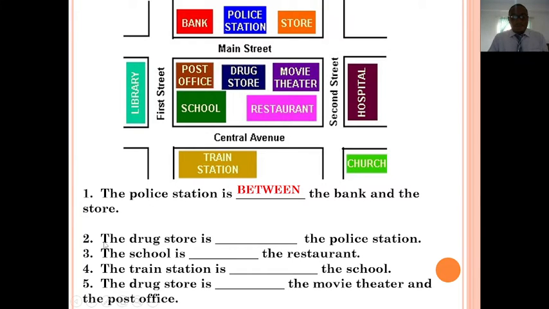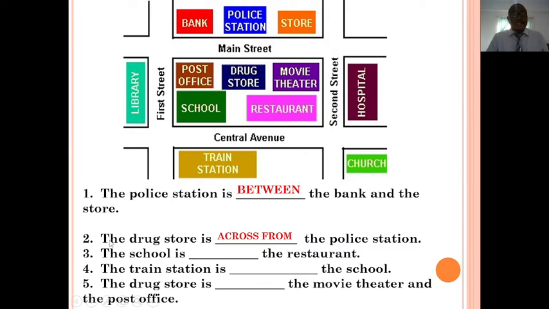Number 2, the drugstore is the police station. So which is the correct preposition of place or movement that we can use? If we look at the picture, we can see the drugstore here and the police station. So which one do you think is the correct preposition of place or preposition of movement? So the correct preposition of place is across from.